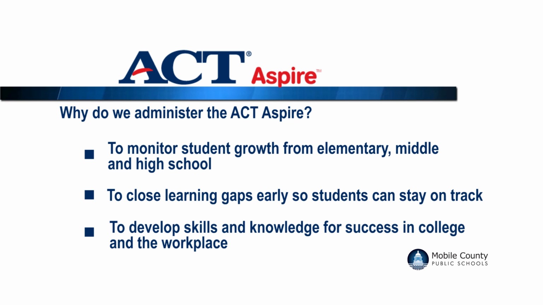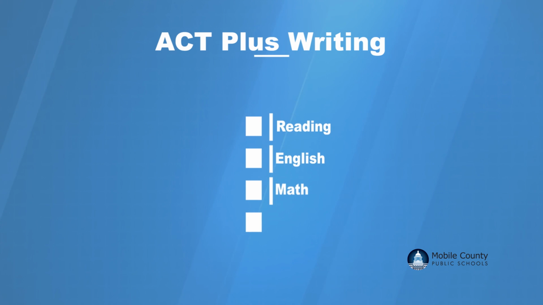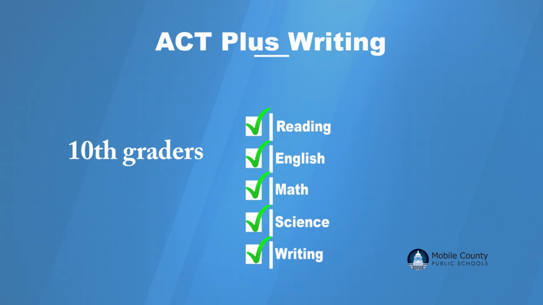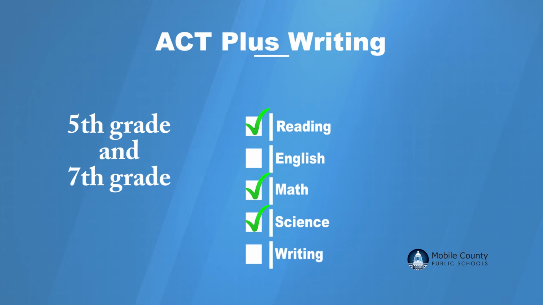and the workplace. The ACT Aspire has 5 sections that align with the ACT plus writing subject areas of reading, English, math, science, and writing. 10th graders are required to take all 5 subject tests. Elementary and middle school students are required to take the reading and math test. 5th and 7th graders must also take the science test.